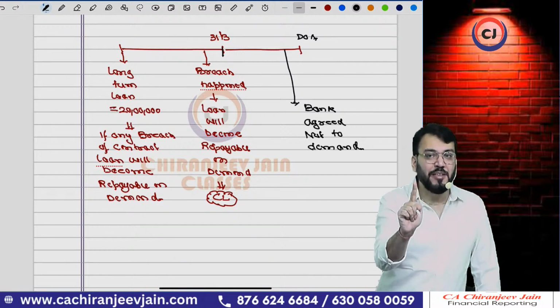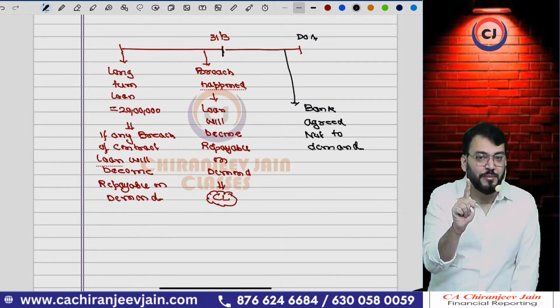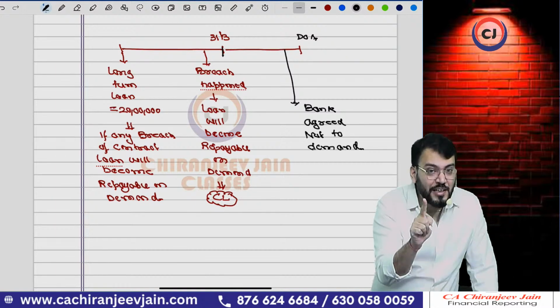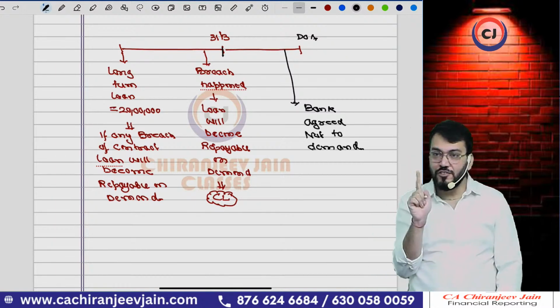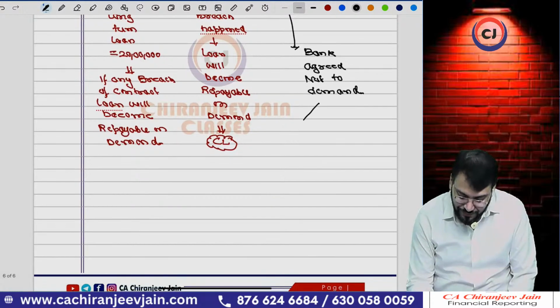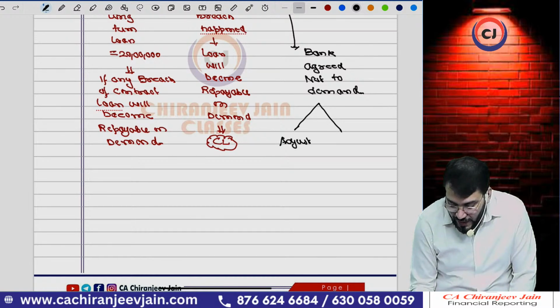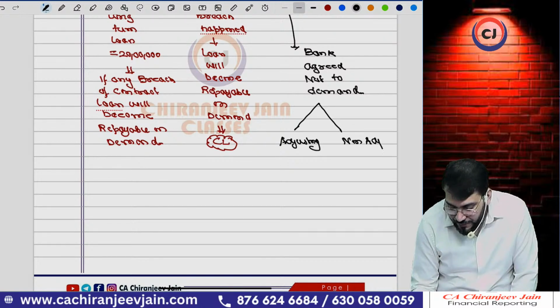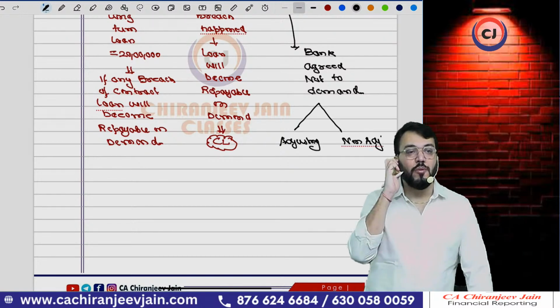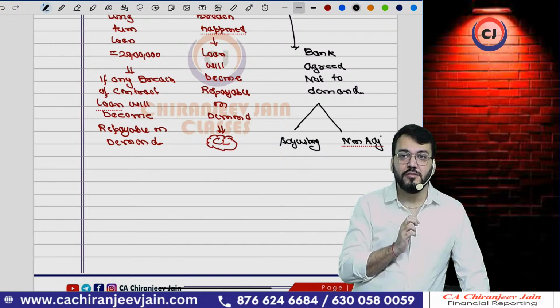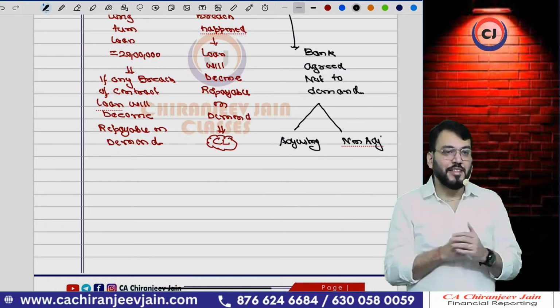If you are saying current liability, it means non-adjusting event. If you are saying non-current liability, it means adjusting event. Understood? But current or non-current? Non-current means you are saying adjusting now. How many are saying adjusting event? And how many are saying non-adjusting event? So both answers came.